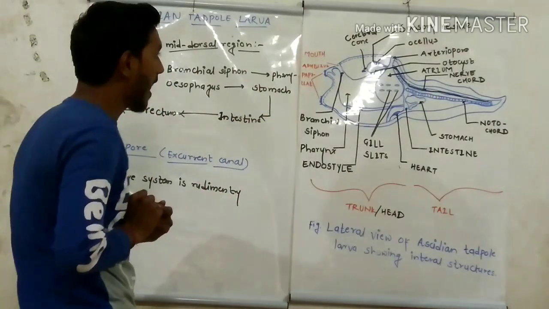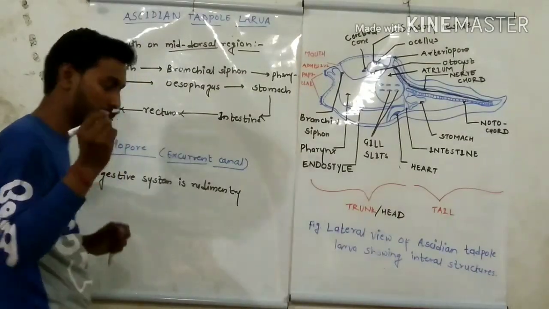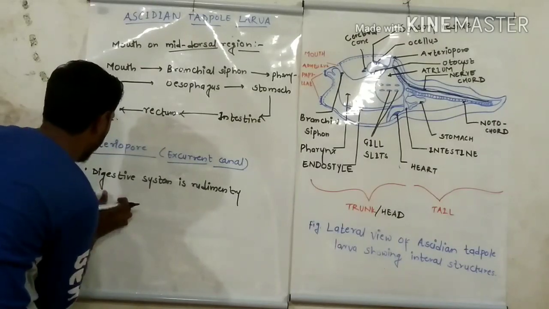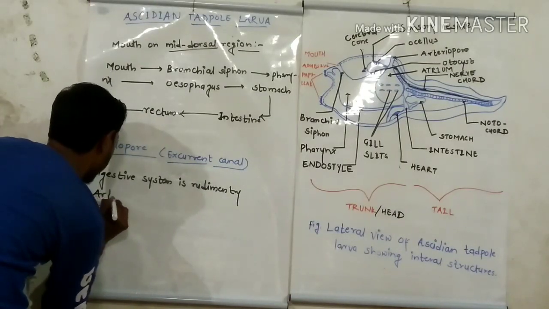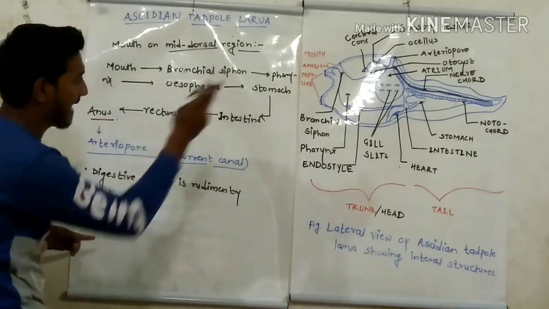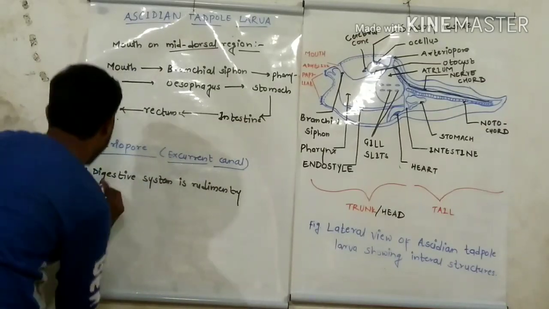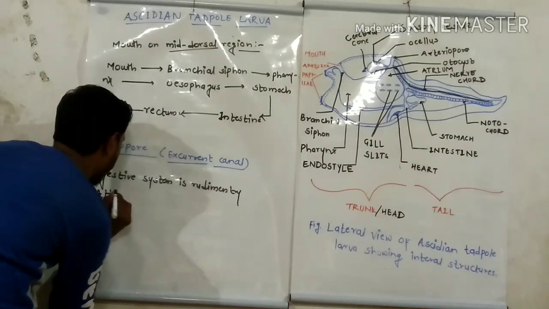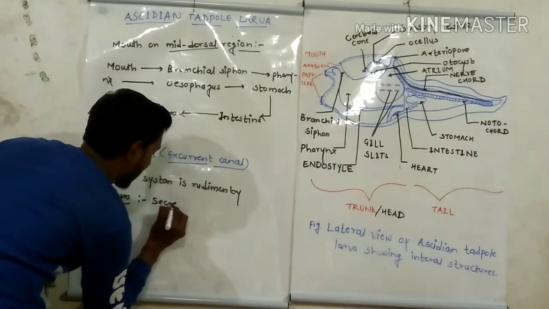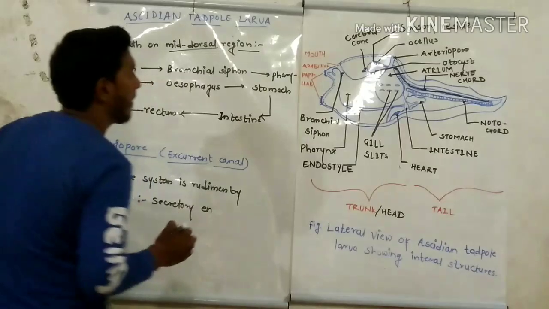Now this atriopore is made up of secretory epithelium. Atriopore, in the sense of the entire atrium. The entire atrium is made up of secretory epithelium.